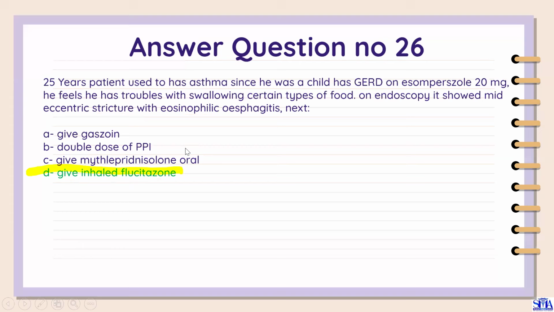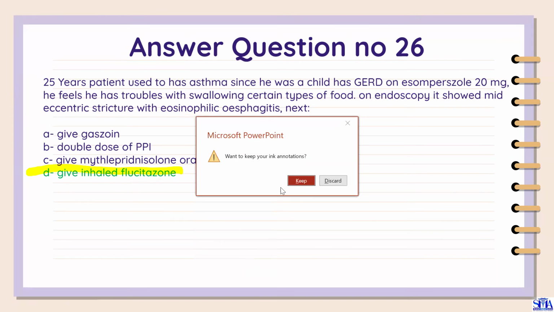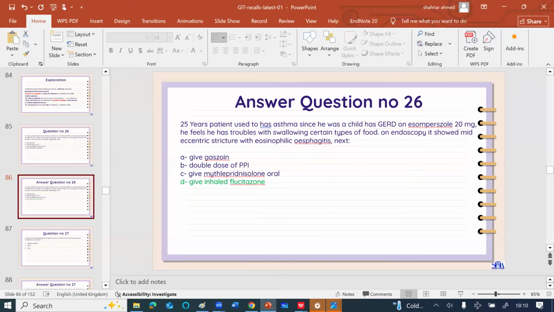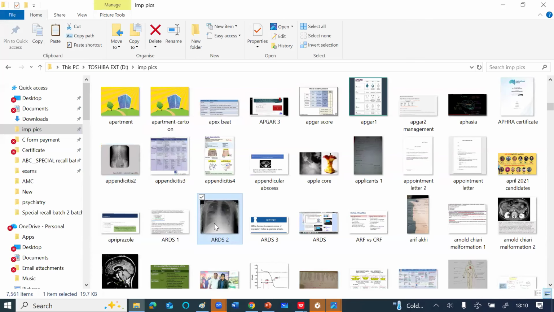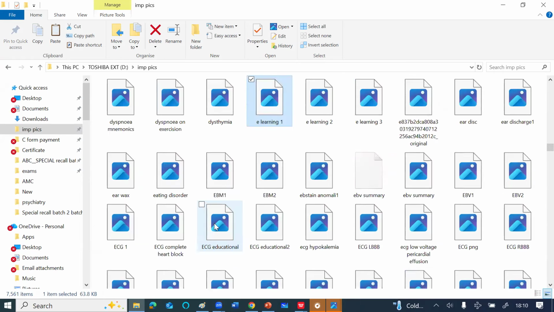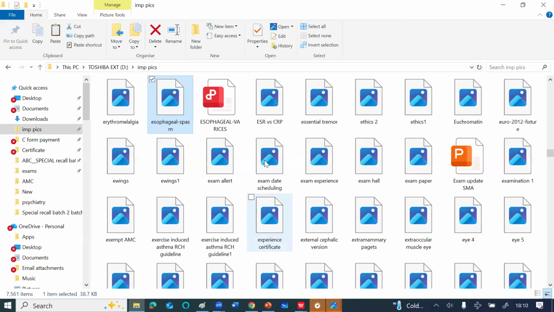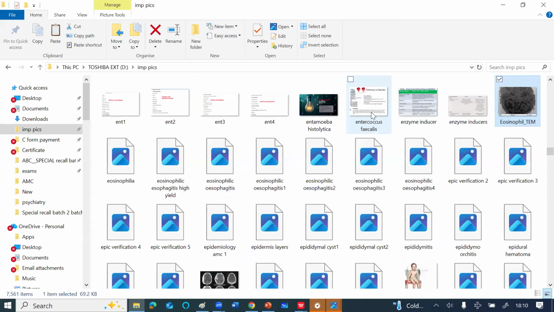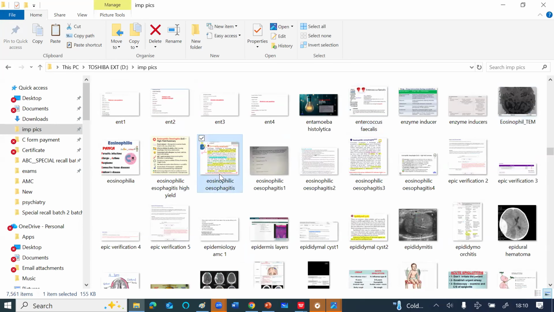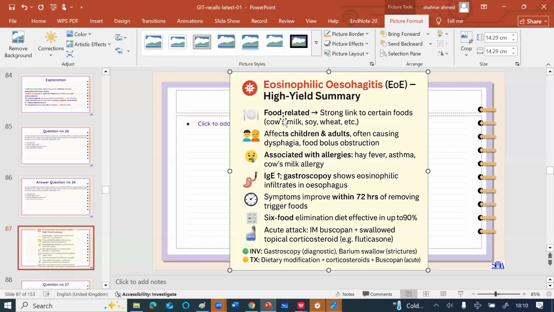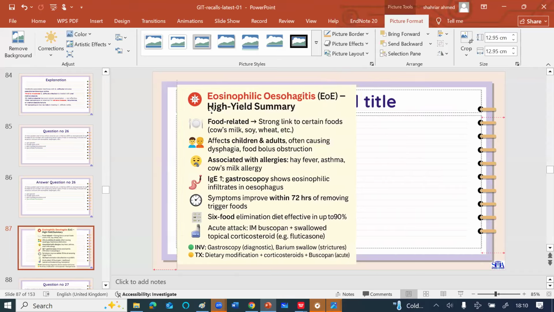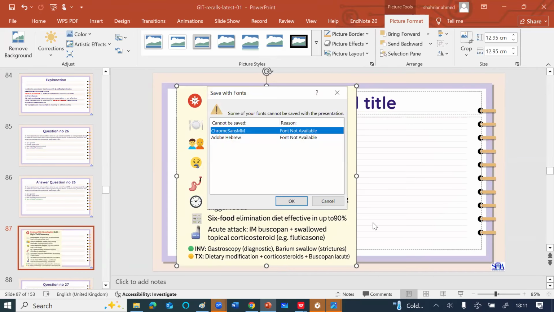Okay. Any idea what our diagnosis is here? I think last day we talked about it. Eosinophilic esophagitis, right? Let me show that one. We had a discussion on that one. Yet I'm bringing it again.